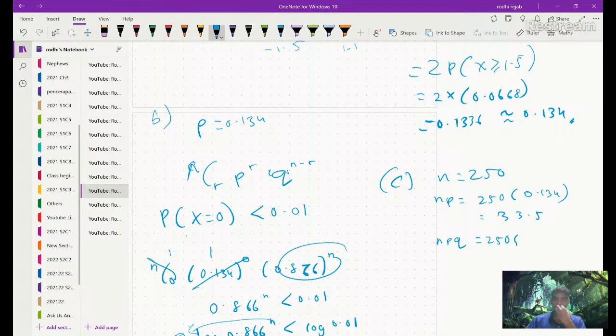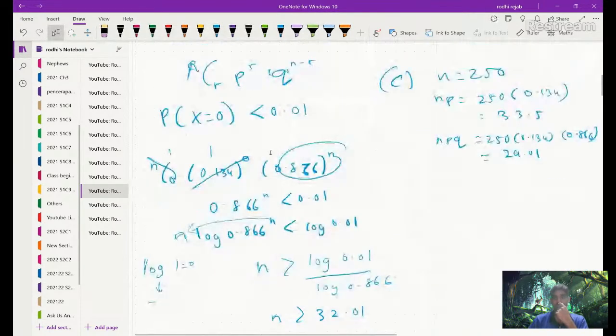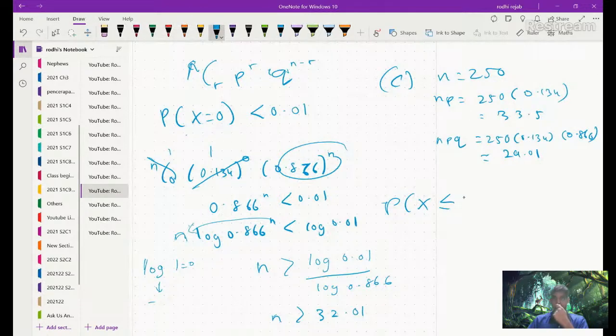And then to find npq, our variance: 250 times 0.134 times our q, which is 0.866. It's equivalent to 29.01. So we have our mean, we have our variance. And the question is asking, find the probability that at most 30 tablets will be rejected. At most 30 tablets meaning P(X less than or equal to 30) will be rejected.